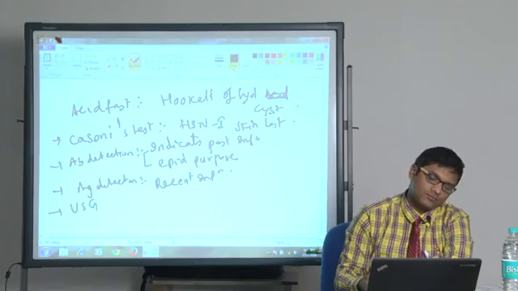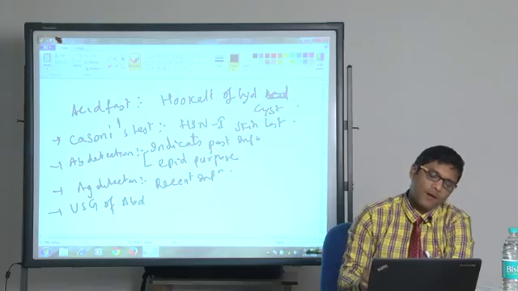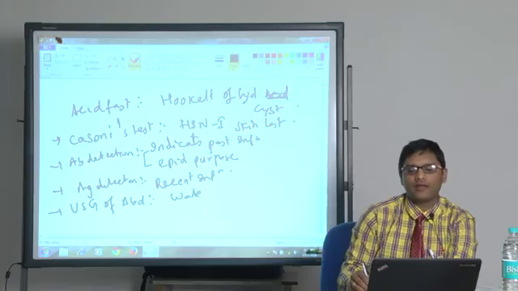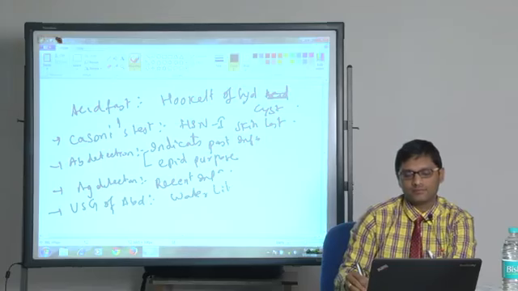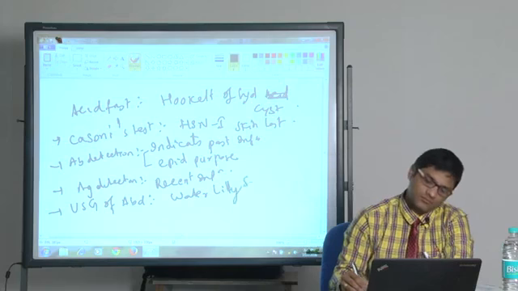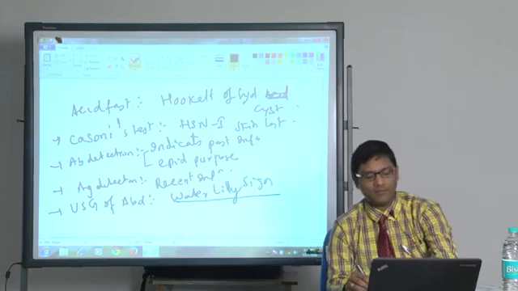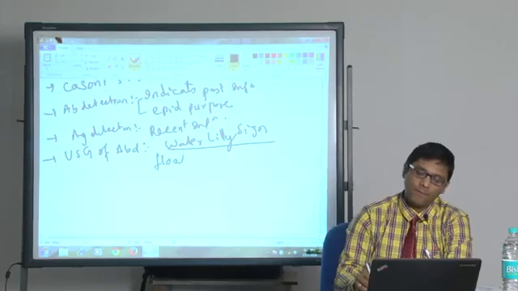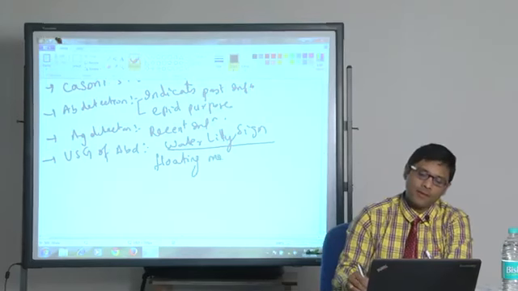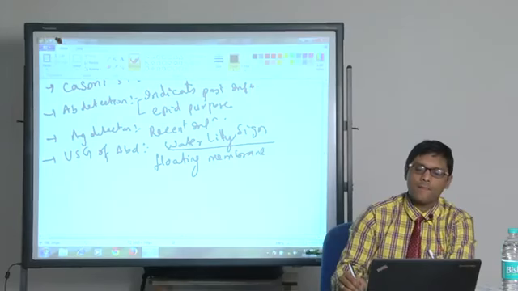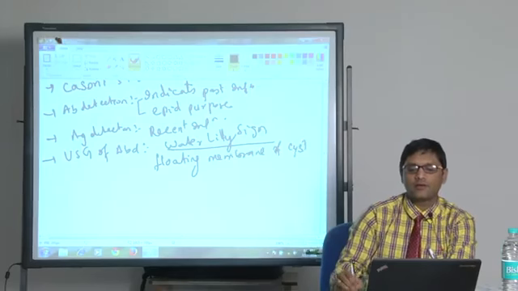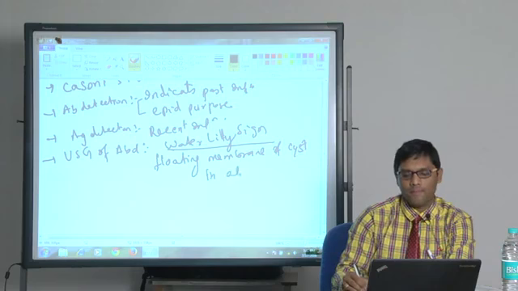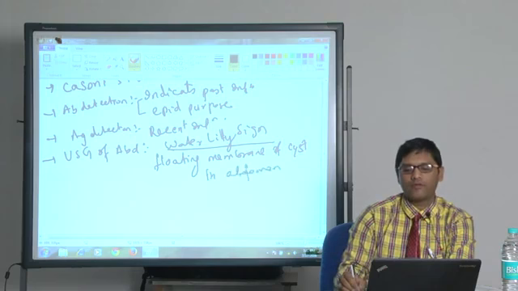Ultrasound of the abdomen can demonstrate the water lily sign. That is the floating membrane of hydatid cyst in the abdomen. Water lily sign.